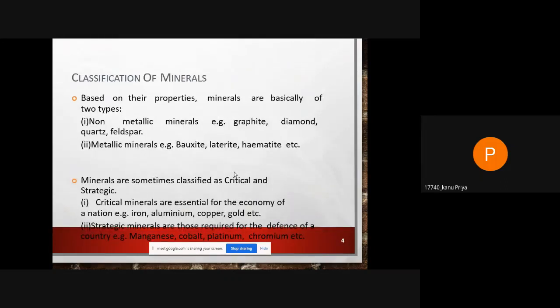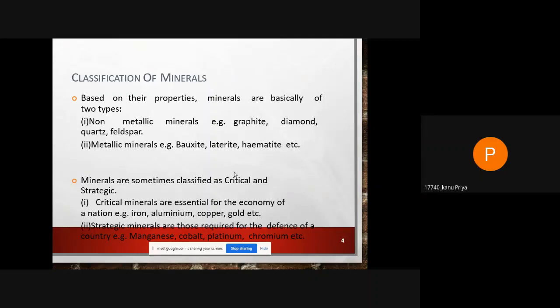Classification of minerals based on their properties. Minerals are basically of two types: non-metallic minerals, that is graphite, diamond, quartz. Second is metallic minerals, bauxite, etc. Minerals are also sometimes classified as critical and strategic.